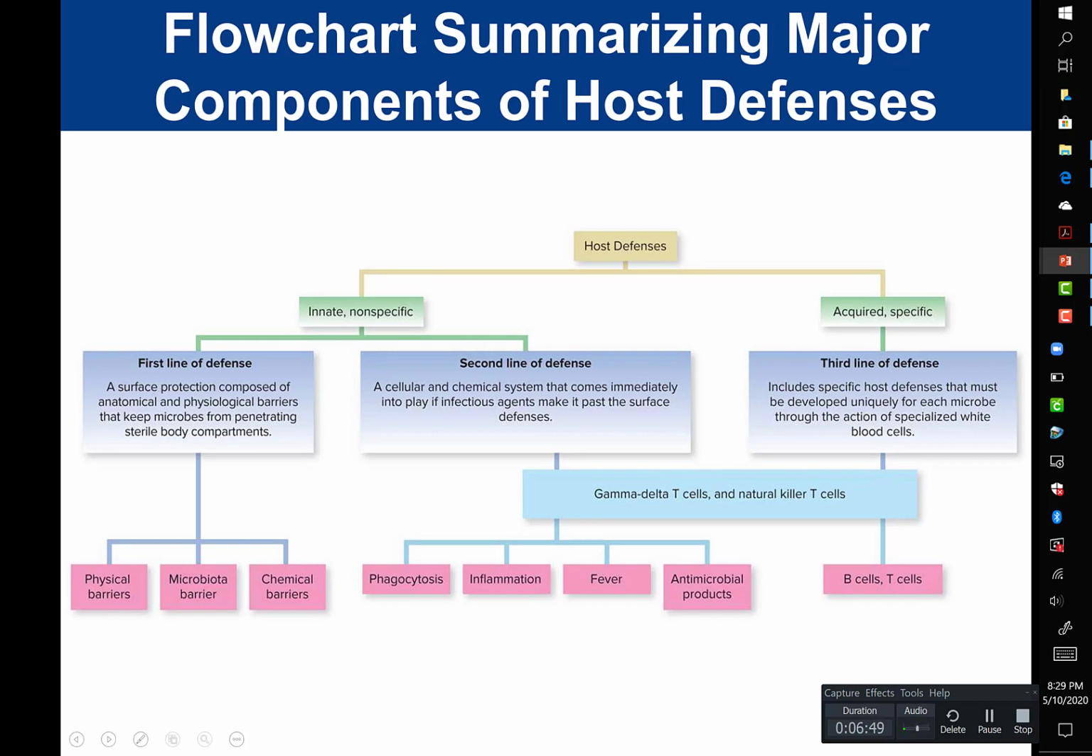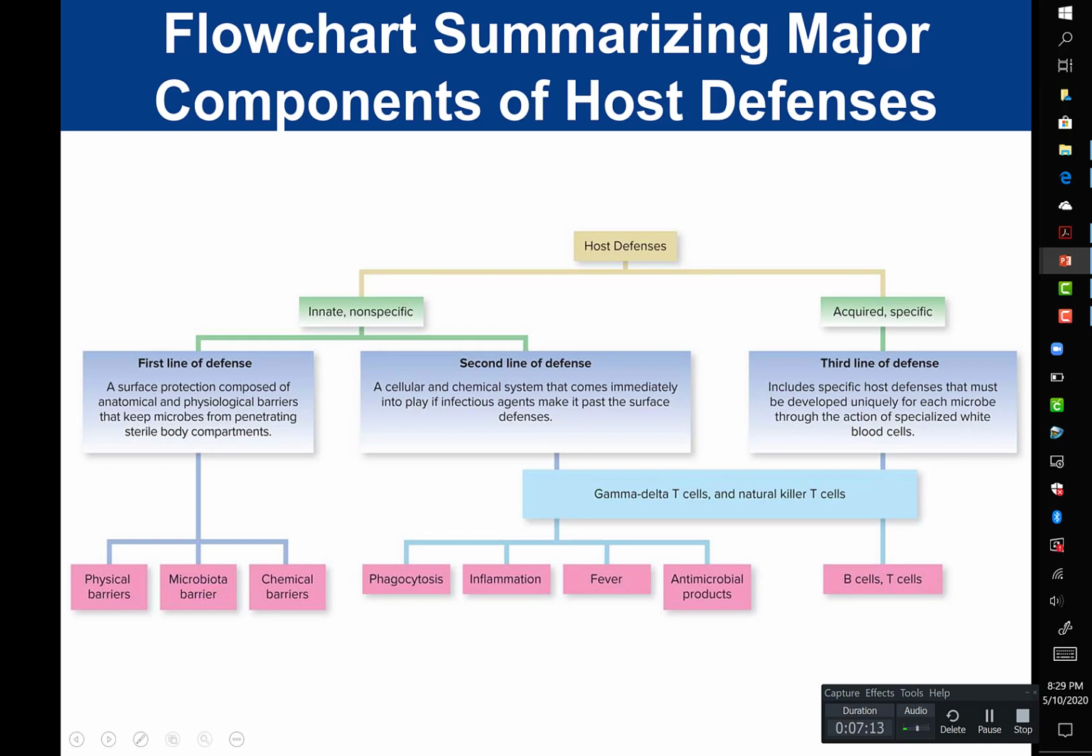So your first line of defense is going to be a surface protection composed of anatomical and physiological barriers that keep microbes from penetrating sterile body compartments, basically meaning it prevents access to the body. And so we're going to talk about a variety of components of your first line of defense.